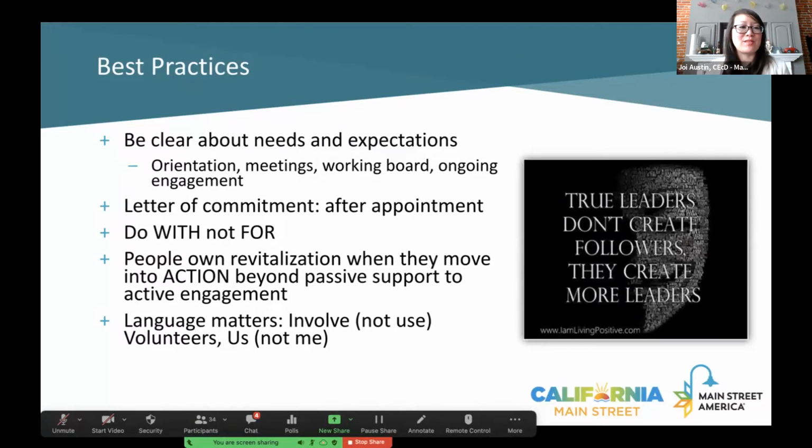So, we always like to also say that language matters. So we want to involve them. We're not using volunteers. We're involving the volunteers. And it's not about me or those singular words. You just want to always say inclusively us. We're doing this for us and for our community.